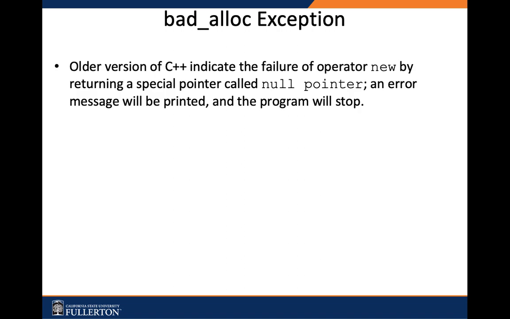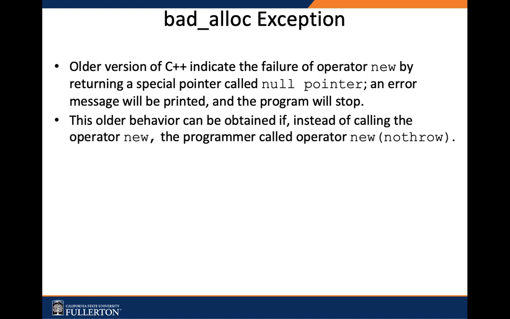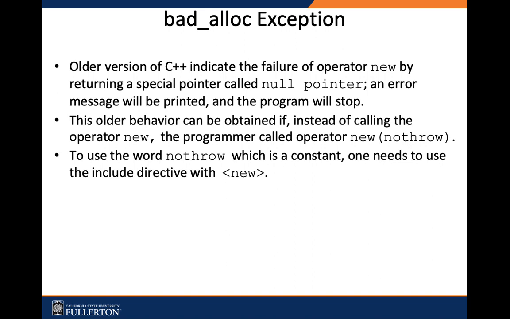Older versions of C++ indicate the failure of the operator new by returning a special pointer called a null pointer. An error message will be printed and the program will stop. This older behavior can be obtained if, instead of calling the operator new, the programmer calls operator new with nothrow. To use the word nothrow, which is a constant, one needs to include the header new.